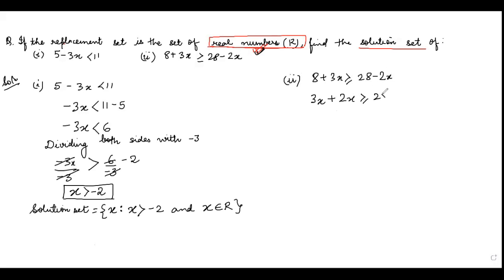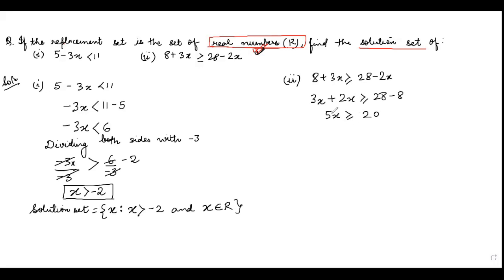Greater than or equal to 28 is already here. This plus 8 would go and become minus 8 on that side. So it is 5x greater than or equal to 20. See here, no change in the inequality sign because we have not multiplied or divided with any negative number.